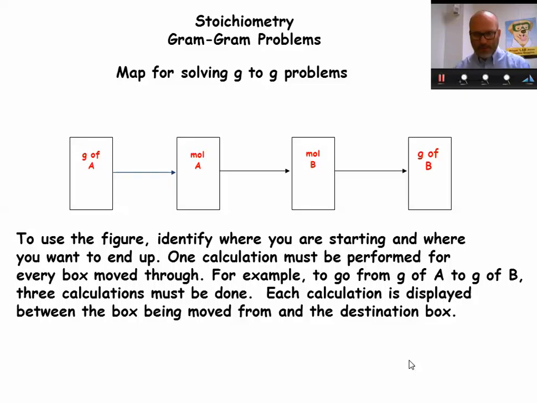Hello, this is Dr. Henry, and we are continuing our notes on stoichiometry. So what we're going to be looking at today is what's called a gram-to-gram problem or mass-to-mass stoichiometry. And we have a map for solving gram-to-gram problems.